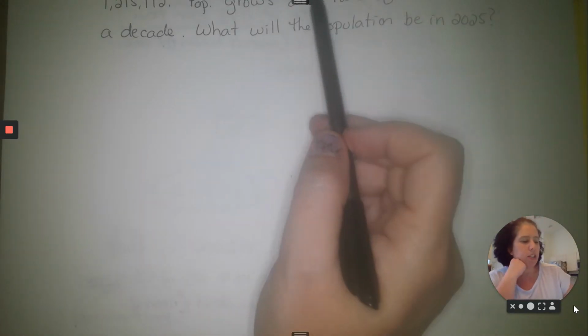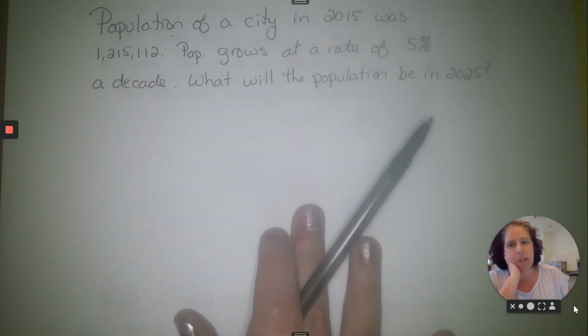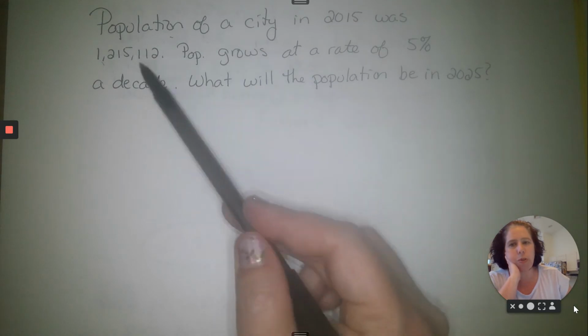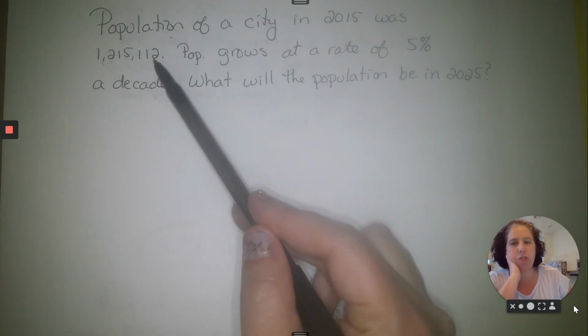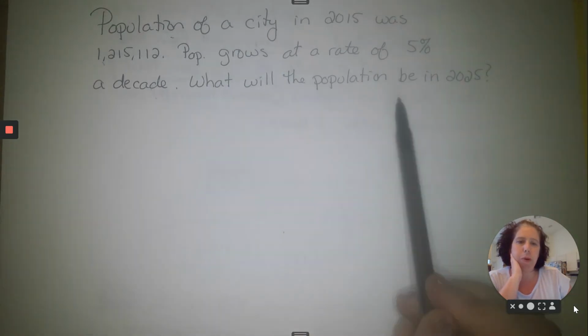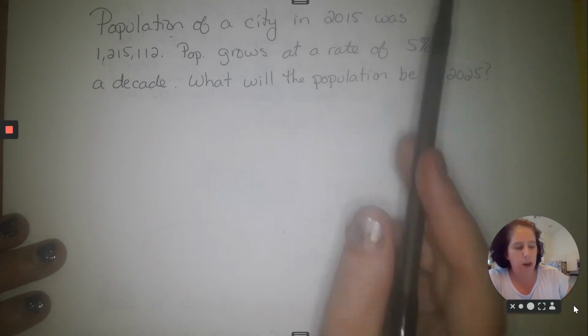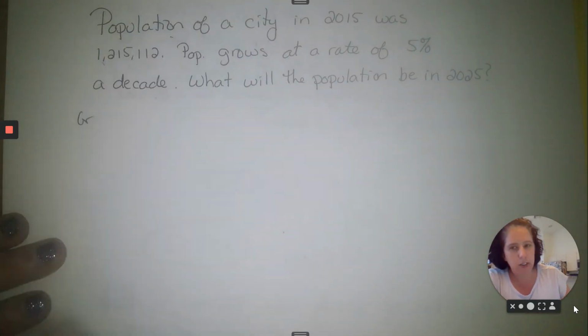All right, the population of a city in 2015 was 1,215,112. Population grows at a rate of 5% a decade. What will the population be in 2025? So I use 2025 again. Okay, so the population is growing. Again, pause it if you need more time.